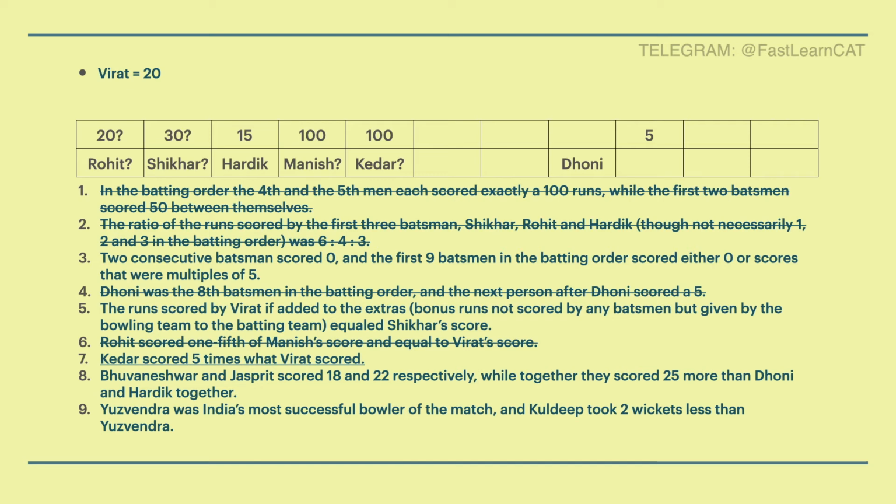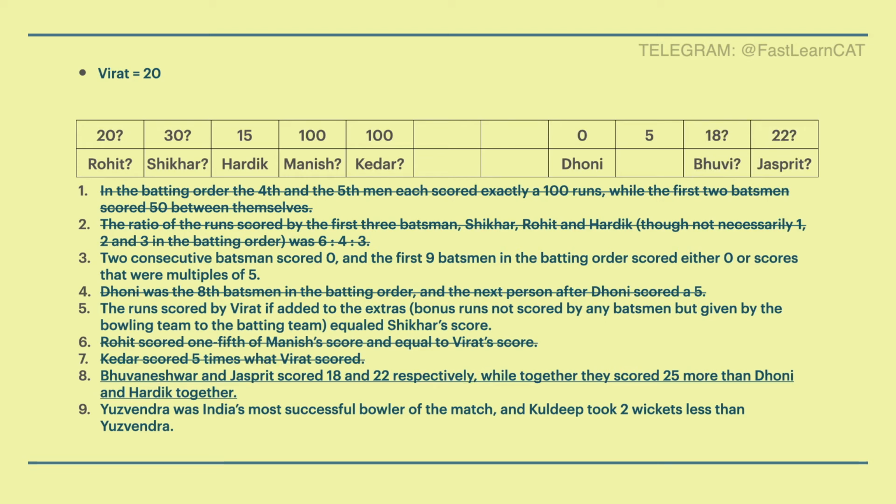So one thing you will notice is that the things which are not sure are followed by a question mark in the table. For example, Manish can either go in the fourth place or in the fifth place. Therefore, Manish and Kedar both have a question mark at the end. But we know that the fourth and the fifth batsman both are scoring hundreds, so hundreds are not followed by a question mark. Now let's move on to the next point.